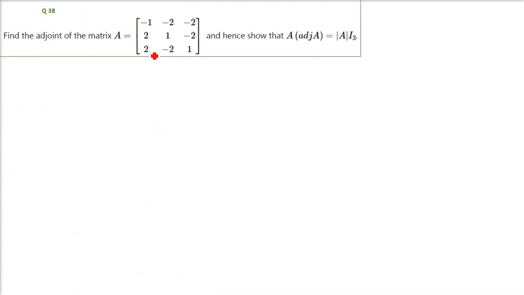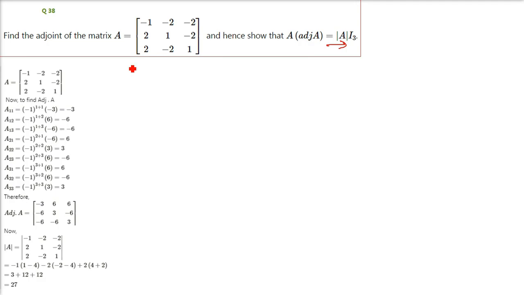Next one, A is given. First you have to find the adjoint of A. Then you have to find the determinant of A. That is the only thing you have to find and put in the equation. But we have to find the adjoint first, because the adjoint will be used in this equation also. Adjoint is simply: you take all the values, find the cofactor of those values, and once you have computed the cofactors, you take the transpose. That will be the adjoint.